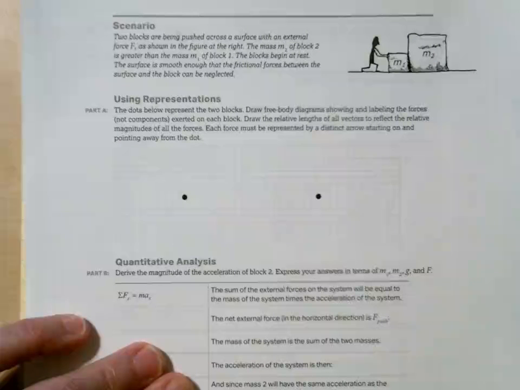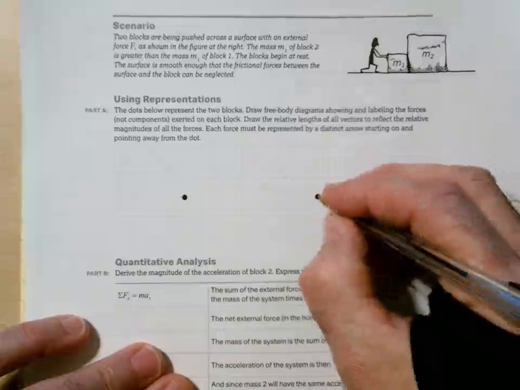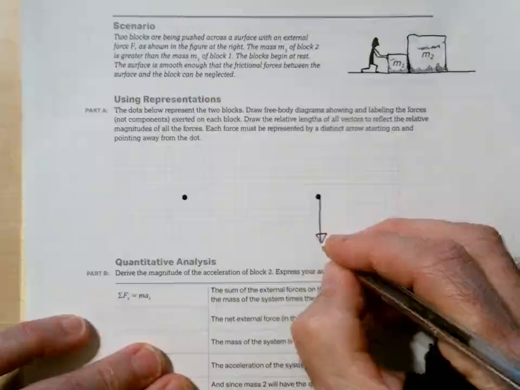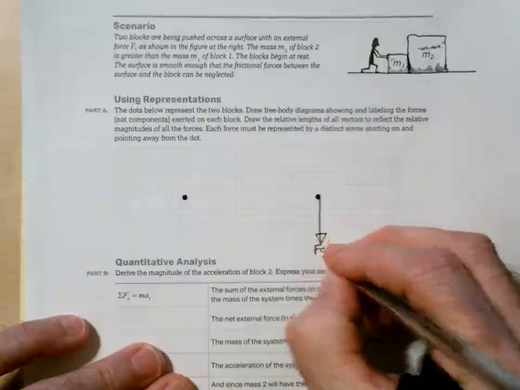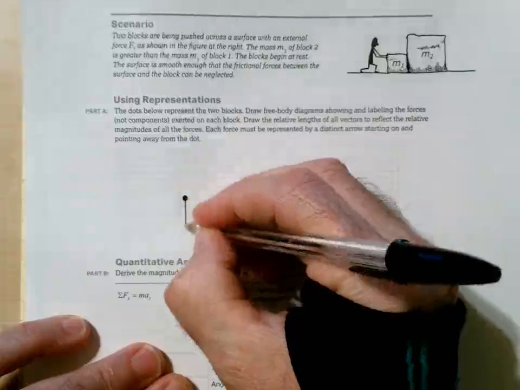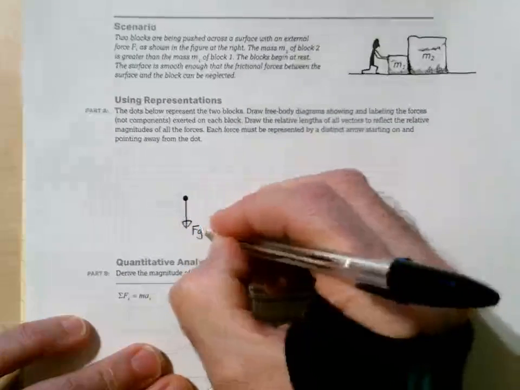The dots below represent the two blocks. Draw a free body diagram showing and labeling the forces, not components, exerted on each block. Draw the relative lengths of all vectors to reflect the relative magnitudes of all the forces. Here we have the force of gravity on 2, and here is the smaller force of gravity on 1.